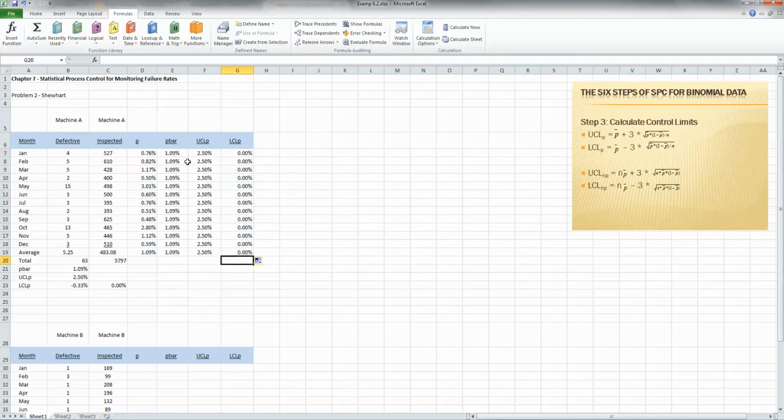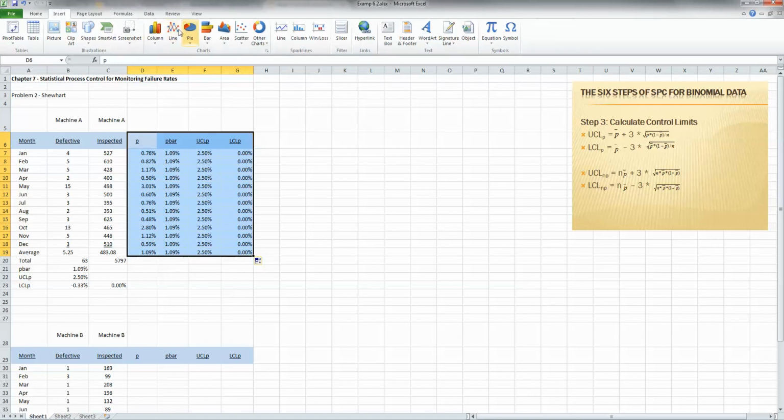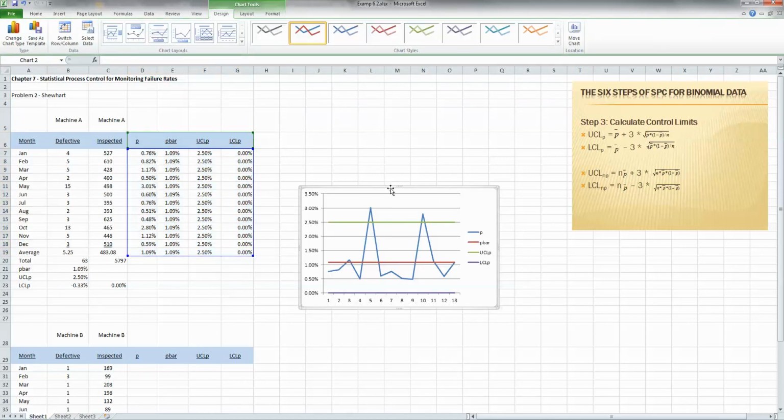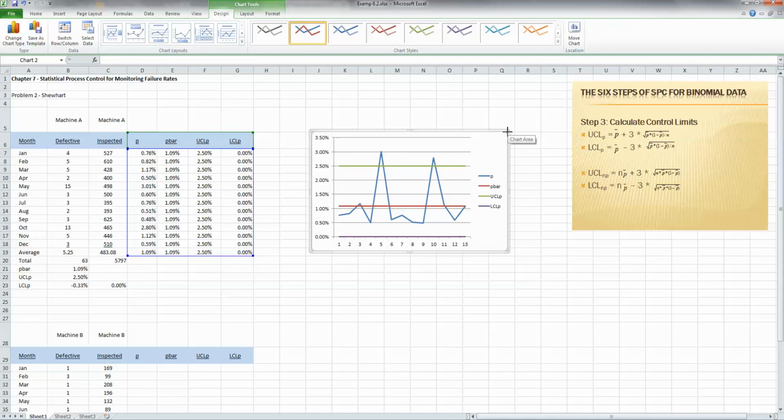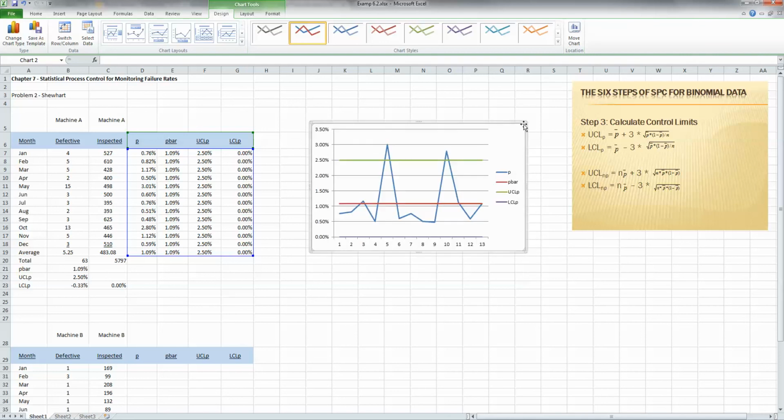So now I have got the makings of my graph. So let's copy all of this, or not copy it, but highlight it. That's what I want in my graph. Insert a line graph. Just a simple line graph will do. And there it is. So what can we tell from this? That we've definitely got some outliers, don't we?